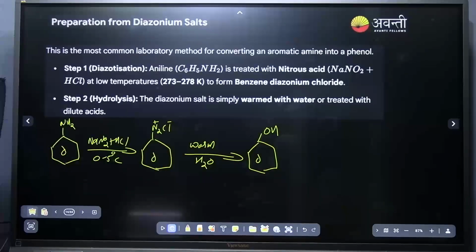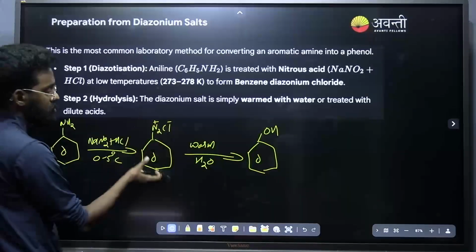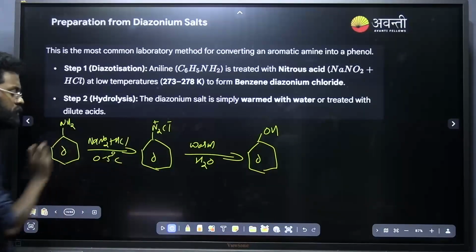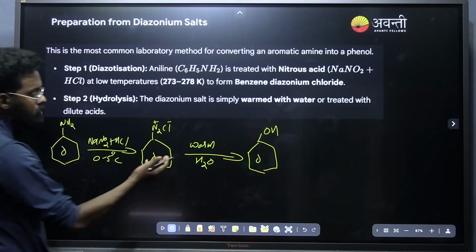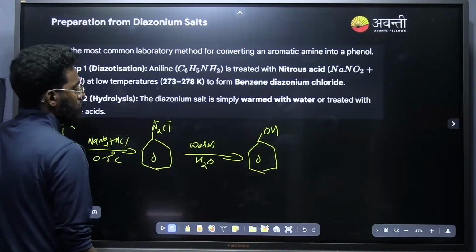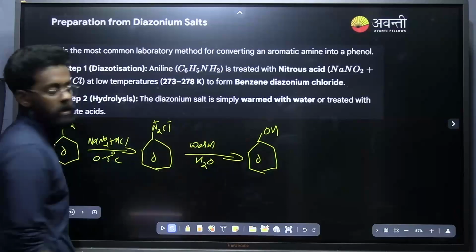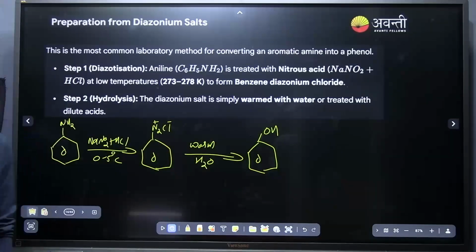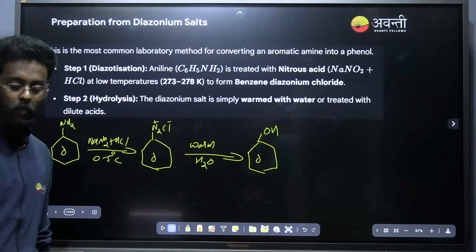First prepare benzene diazonium chloride, then add warm water, because we know that this is not a very stable compound. It is stable only at very low temperature, and if you give warm water, it will lose its stability and will be converted into phenol. Got it? Shall I move?